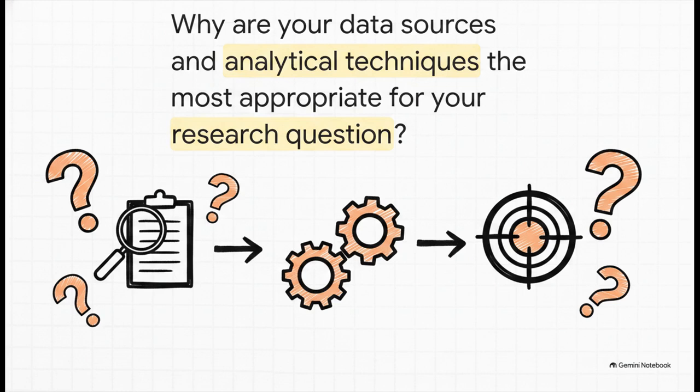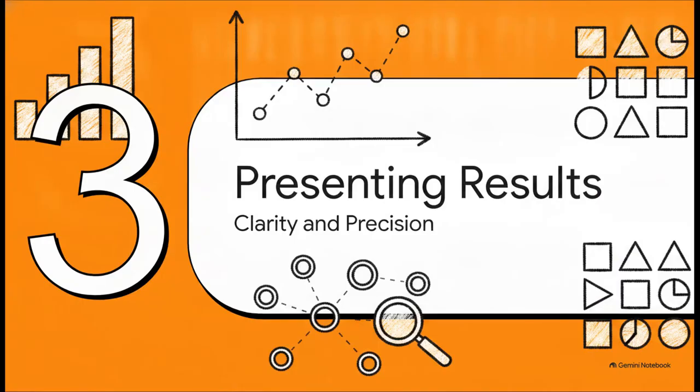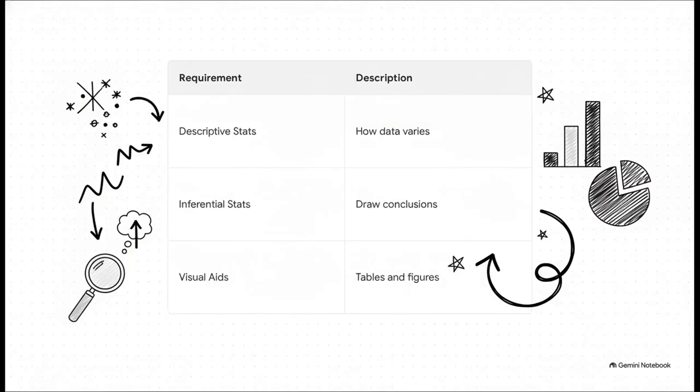Your dissertation literally has to answer those why questions to prove your methodological rigor. Section 3. Presenting quantitative results. All right, so you've gathered your data, you've run the models, but now you actually have to present them clearly. You have to strike a balance here.